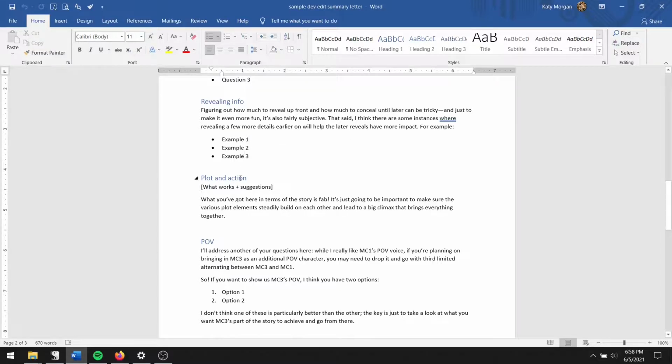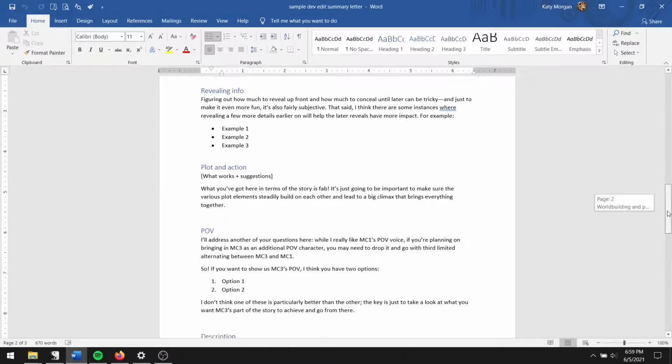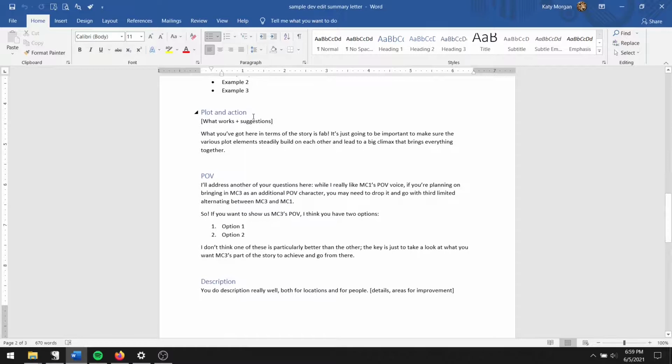So in a developmental edit, while yes, we're talking about big picture stuff that is going to be universal, there are also some things that are very specific to that piece that I will bring up as I go through these items. So you can see some other stuff here relating to the plot. Point of view, again, was something that this particular author had a lot of questions about. So in addition to mentioning it earlier, I also had a completely separate section where I broke down some more of those questions about potentially bringing in another point of view character and how that might work.